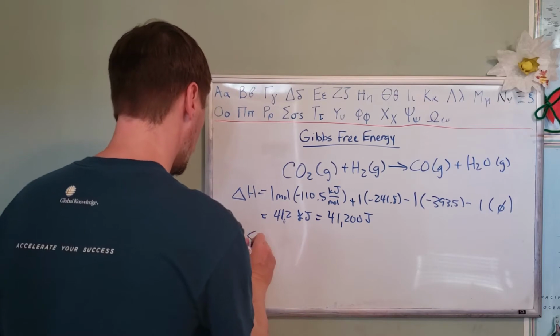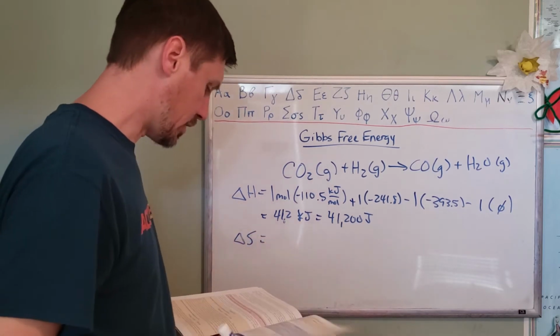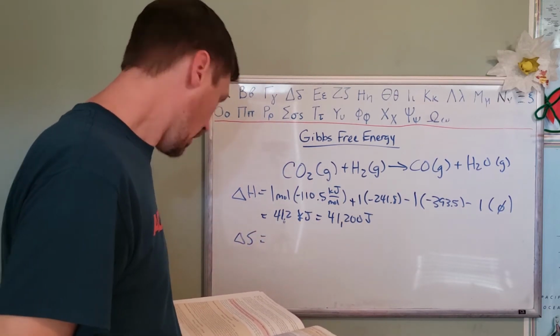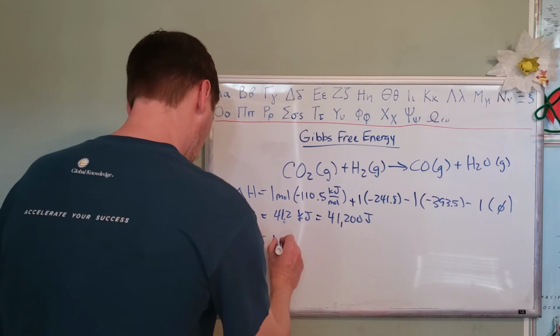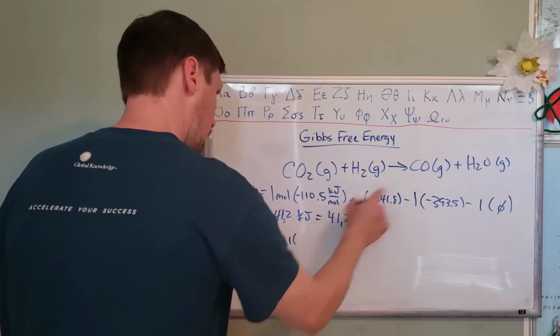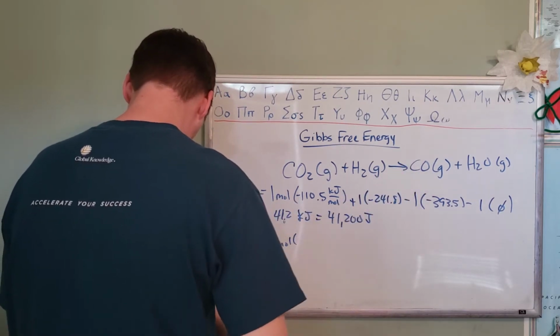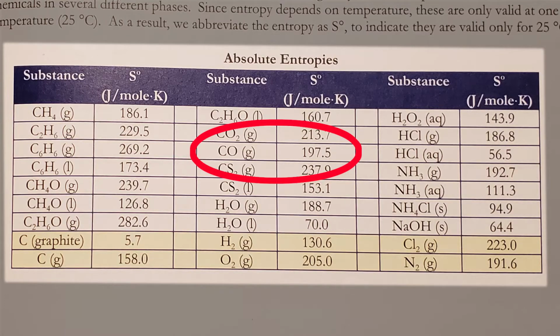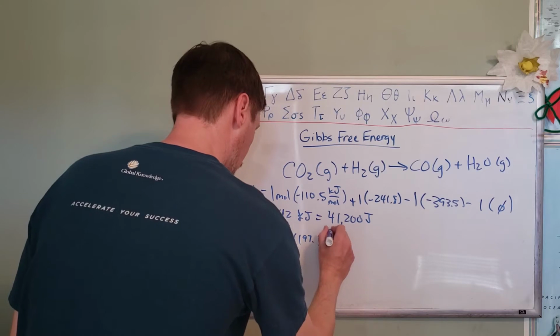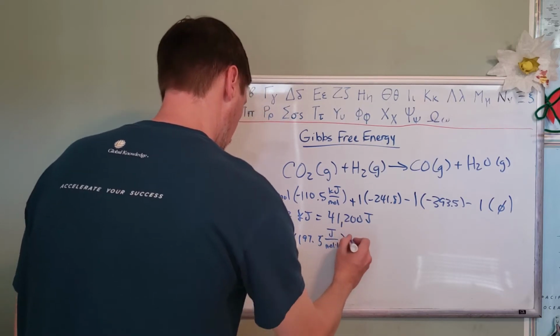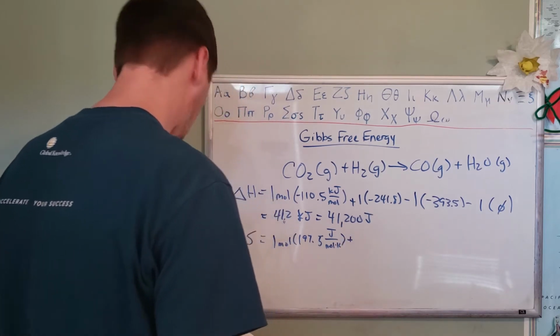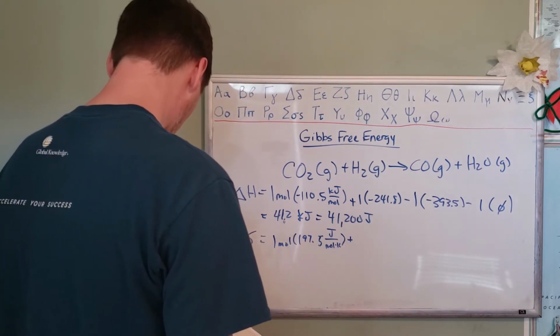Now change in S. For change in S, we're going to use the table on page 437, the absolute entropies table, to look up each of these values. We have the 1 mole of CO, and it has an absolute entropy of 197.5. That unit is joules per mole K. I told you it's in Kelvin, so that's why we have to convert our temperature to Kelvin.